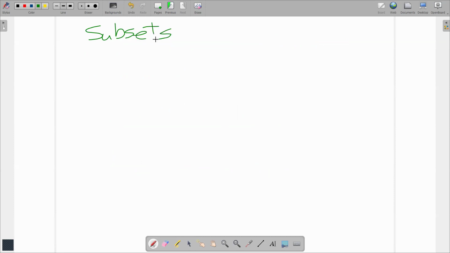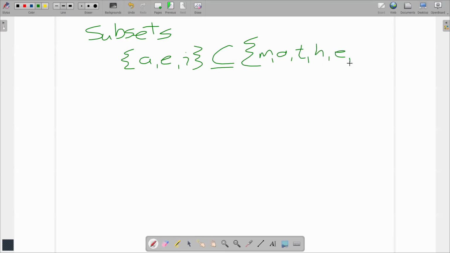Subsets. So subsets are also sets. So for example, vowels in mathematics would be A, E, and I. And that right there is a subset of M, A, T, H, E, I, C, S. Vowels in the word mathematics are a subset of all the letters in the word mathematics.